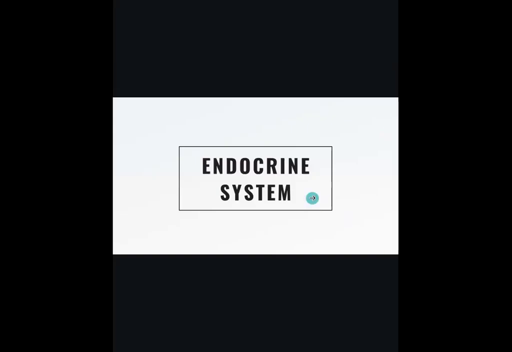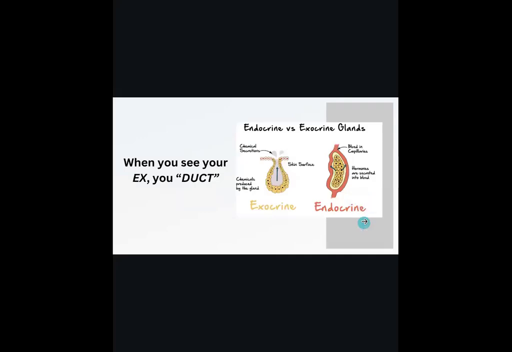All right, we're going to talk about the endocrine system, do a quick review of these things. So a quick difference between endocrine glands and exocrine glands. Some of you may remember this from anatomy. I don't remember if the professor or the TAs taught it this way, but they said when you see your X, you duct. So exocrine glands have ducts, and the ducts cause the chemicals to go to the outer surface of the body.